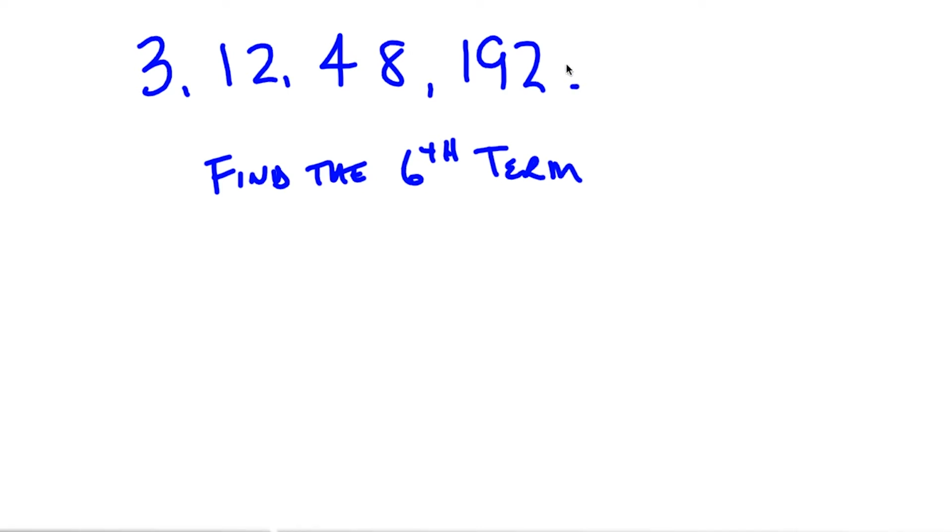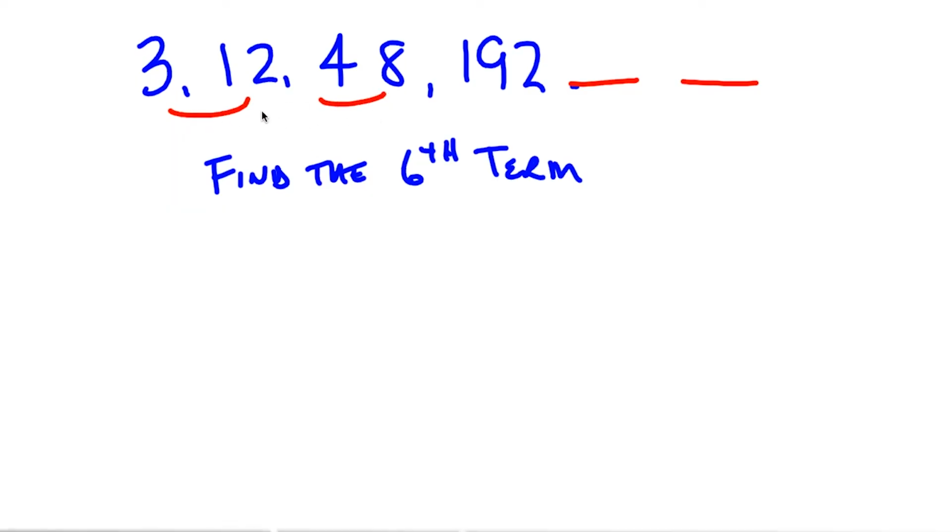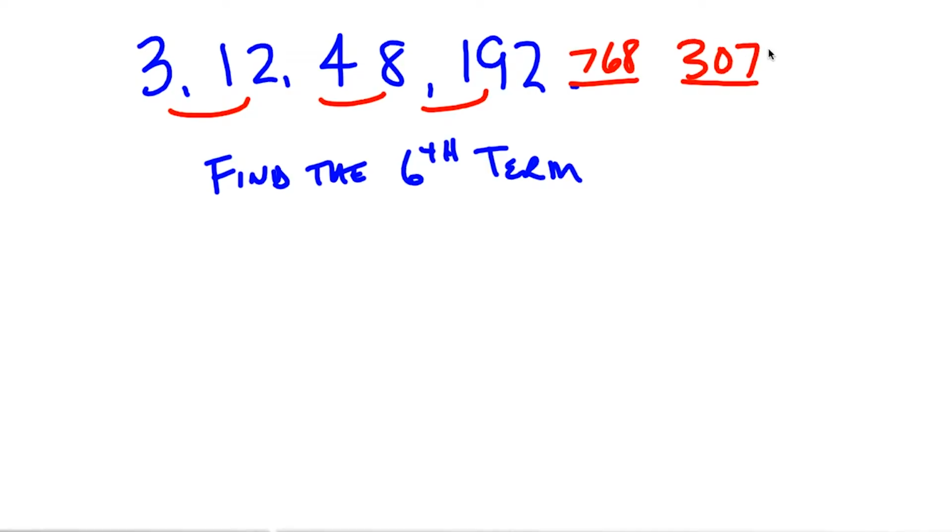Let's do the same thing with the geometric sequence. The one I listed out here starts with 3 and multiplies by 4. 3 times 4 is 12. 12 times 4 is 48. 48 times 4 is 192. Let's find the 6th term. You can see that a geometric sequence blows up exponentially a lot faster than an arithmetic sequence, which is just linear. What do we need to do? We need to multiply by 4 to get to each term. 192 times 4 is 768. 768 times 4 is 3072.